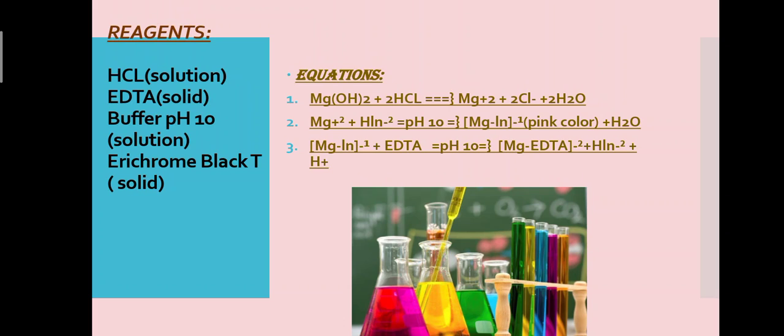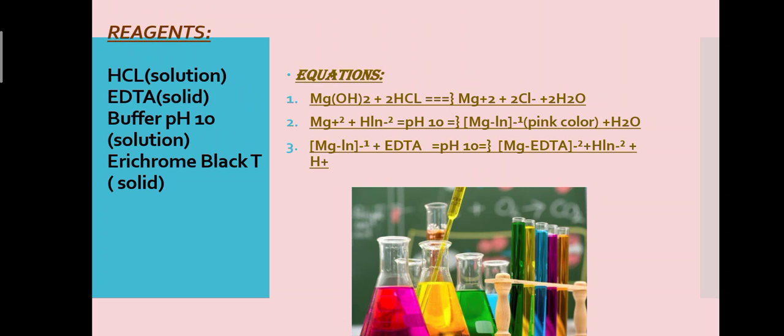Equations. Magnesium hydroxide reacts with HCl and converts into Mg plus 2 ion, chloride ion and water molecule. This Mg plus 2 ion further reacts with indicator HIn-2 at pH 10. They convert and form MgIn-1, which is pink in color, and water molecule.